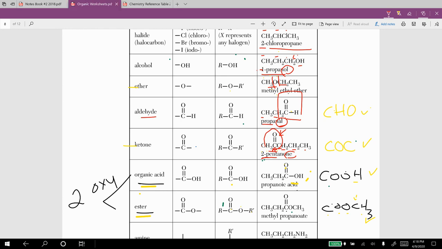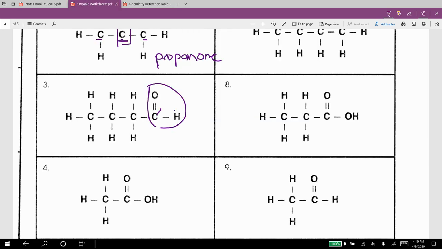So now let's look at the next one. So ours has 1, 2, 3, 4 carbons. So the prefix for 4 is but. So I'm going to name it like a hydrocarbon, like butane. I'm dropping the E, and I'm changing the ending to "al" because this is an aldehyde. And I don't need a number because the aldehyde functional group is always at the end of the molecule.